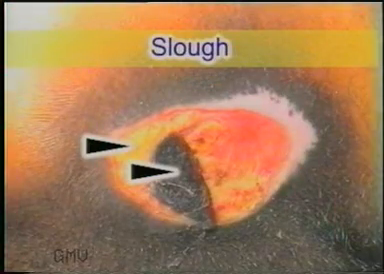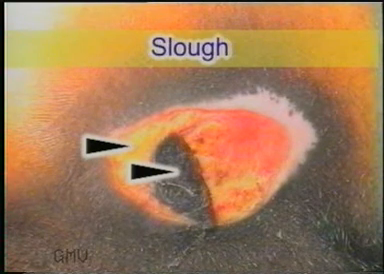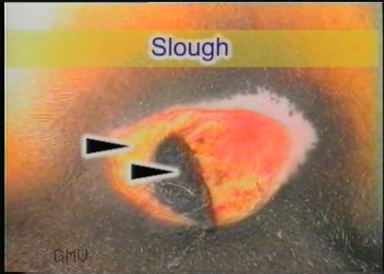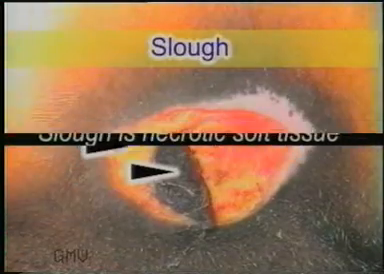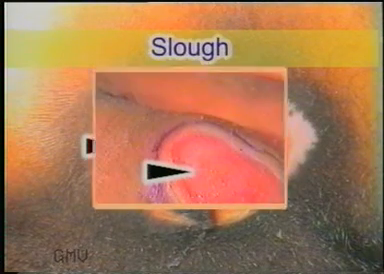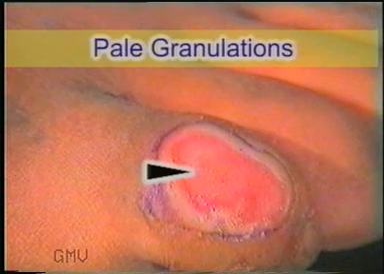A spreading or infected ulcer shows areas of unhealthy granulation tissue and areas of slough. Slough is necrotic soft tissue which has not yet separated from the living tissue. A chronic non-healing ulcer shows pale, flat granulation tissue which does not bleed easily on touch.